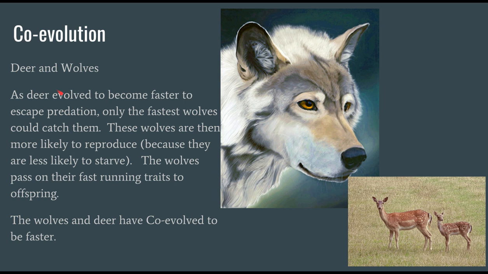Coevolution. I think this is so cool. One animal evolves over time. For example, the deer evolved over time to get faster. And the wolves evolved after them to get faster too, because only the wolves that could run fast enough to keep up with the new fast deer would eat and then have enough nutrition to have offspring. So you often see this where one will evolve and the other will evolve with them.